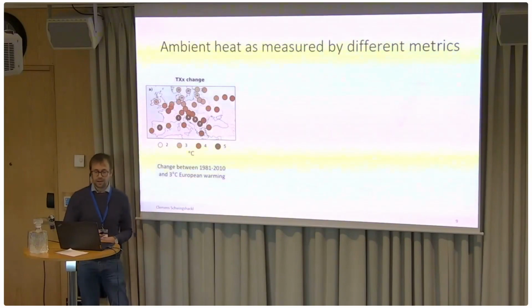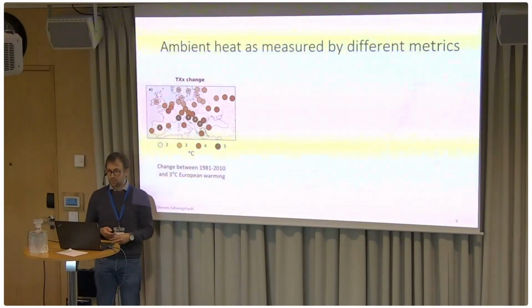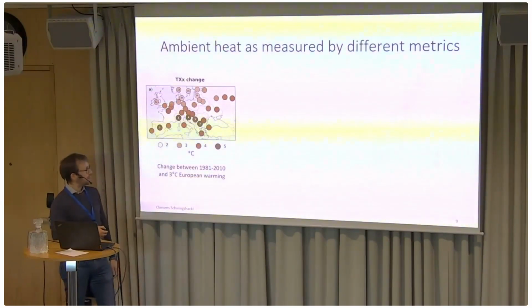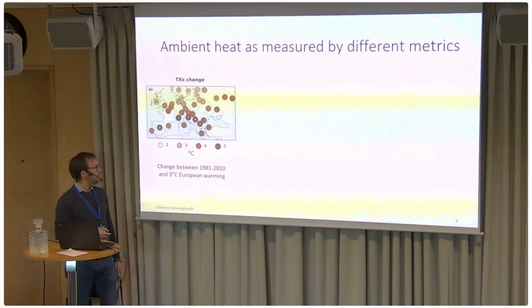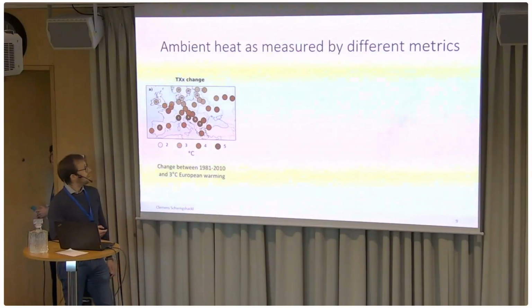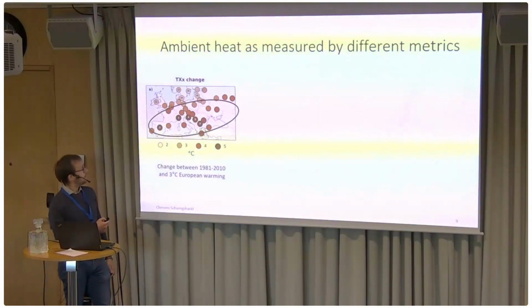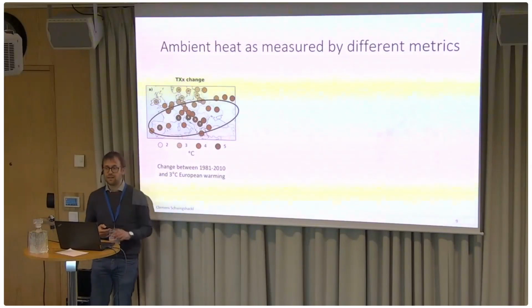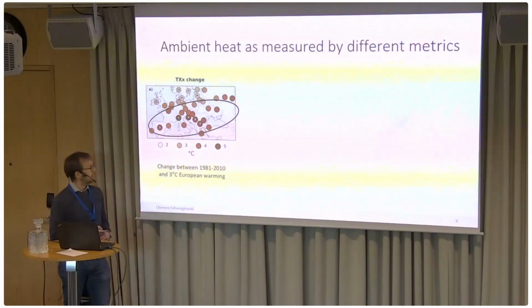So the first metric that I used is the yearly maximum temperature. And this is now the change between 1981 to 2010 and the timing when Europe warms by 3 degrees Celsius compared to this reference period. And you see quite clearly here that the strongest changes are somewhere here in Southern Europe. They span like an arc from Spain over Italy towards the Balkans. And you see here these numbers from 1 to 5. They indicate the cities with the strongest increase in ambient heat according to this indicator.